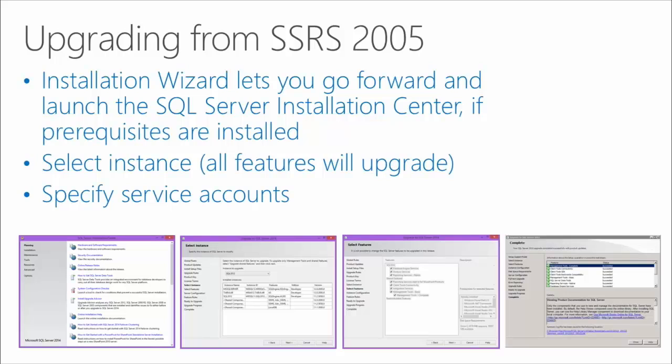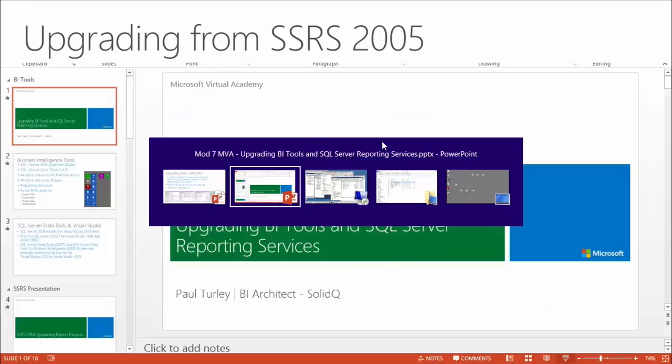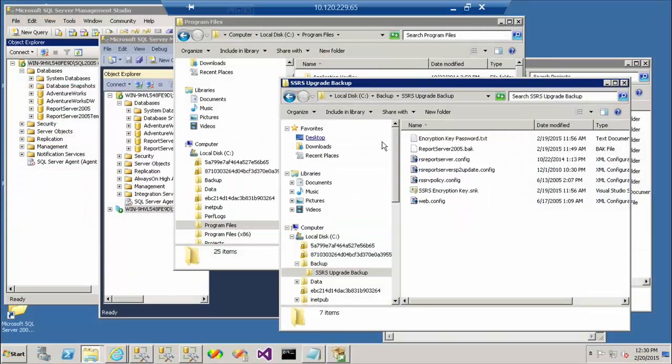So upgrading from Reporting Services 2005 again is really a pretty simple process. Once you've backed everything up and you're ready to pull the trigger, it really just is a matter of going to the installation center and choosing to upgrade. So let's jump in and do a quick demo. I'm going to jump over to my demo environment.